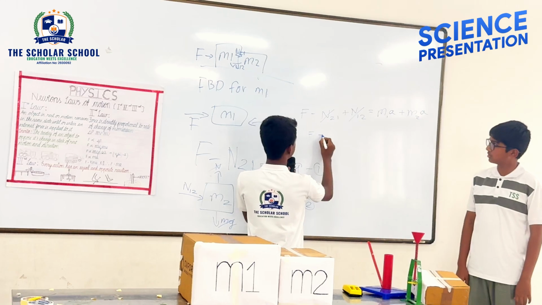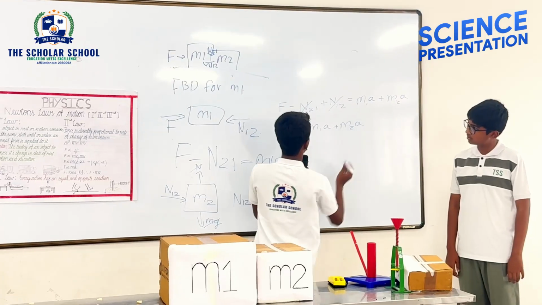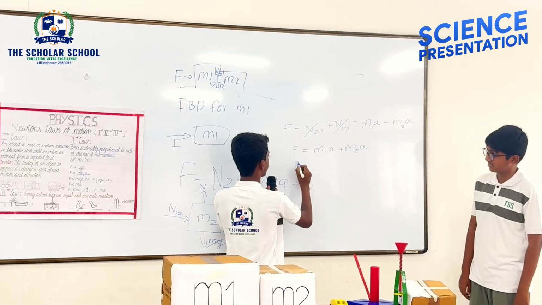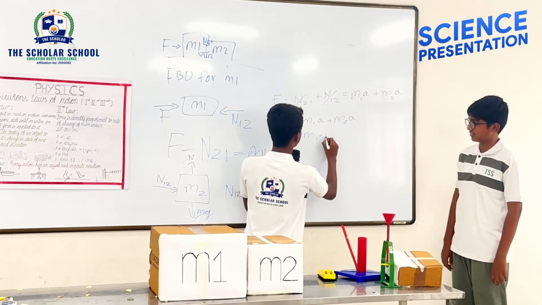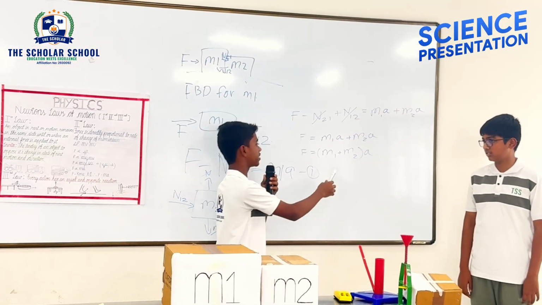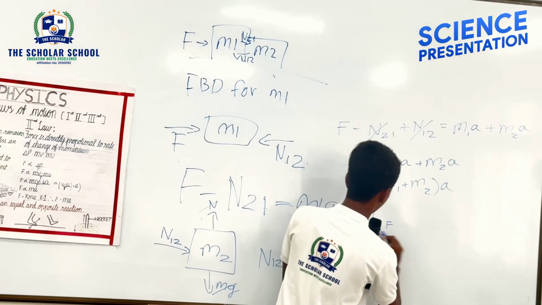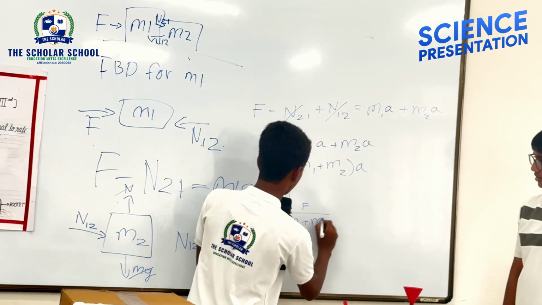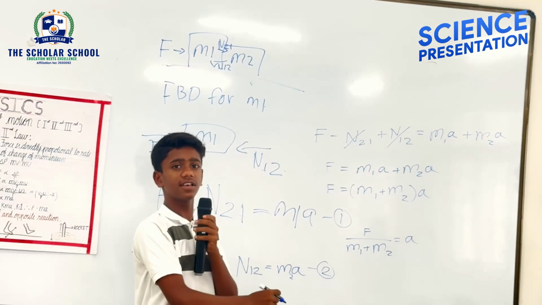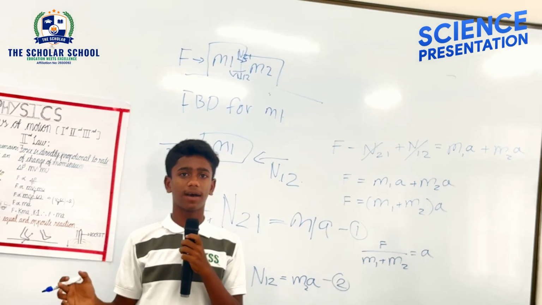So force F is equal to m1a plus m2a. Here a is common in both the terms. So we get F is equal to (m1 plus m2) into a. We need to find only the acceleration of the system, so I am bringing m1 plus m2 to the LHS. So we get F by (m1 plus m2) is equal to acceleration. Here, in all cases, the acceleration of the system is force divided by the total mass.